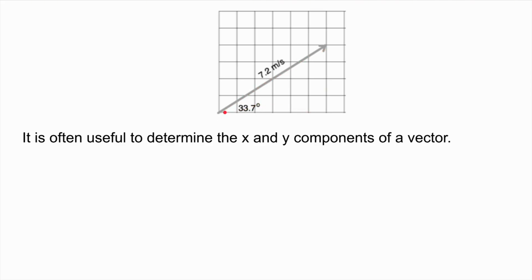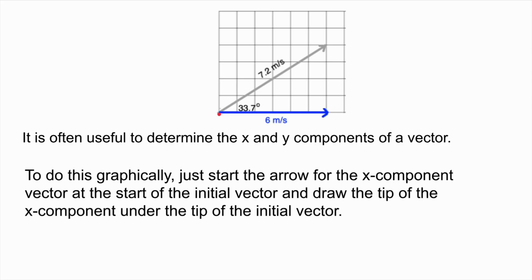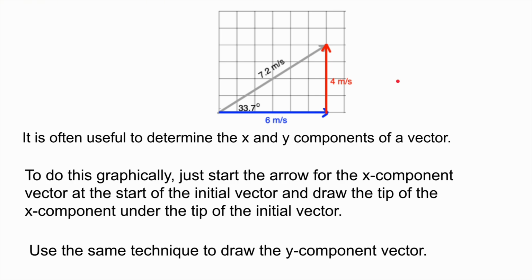So what I'm going to do is start where I start and go over in the x direction until I've gone as far over as that vector did, which turns out to be 6 meters. 1, 2, 3, 4, 5, 6. And then to find my vertical component, I'm just going to go up. It's going to be 1, 2, 3, 4. So there's my vertical component. And that's basically all you have to do to find your resultant vectors.